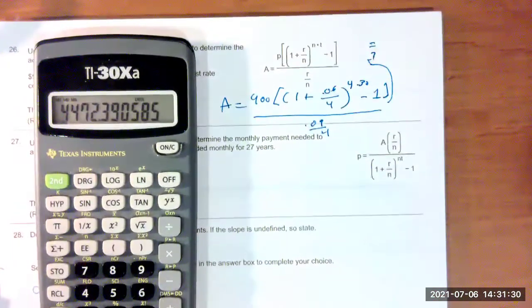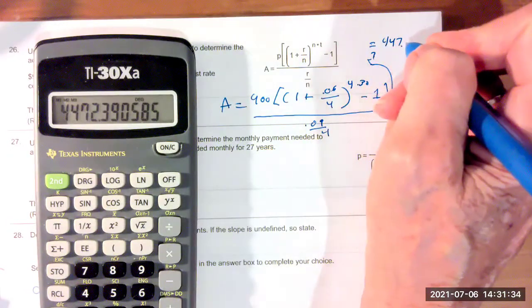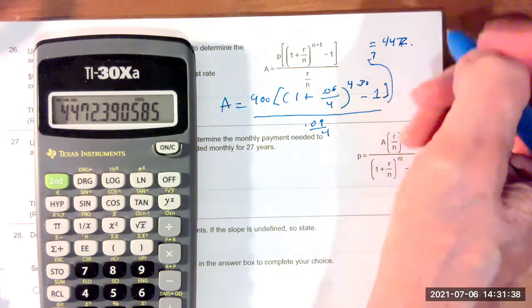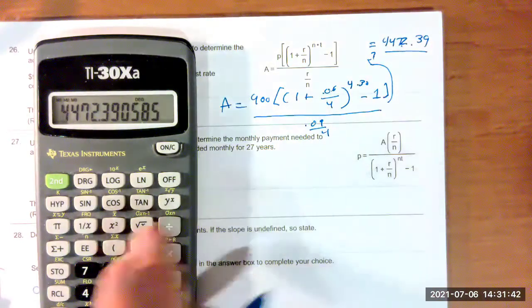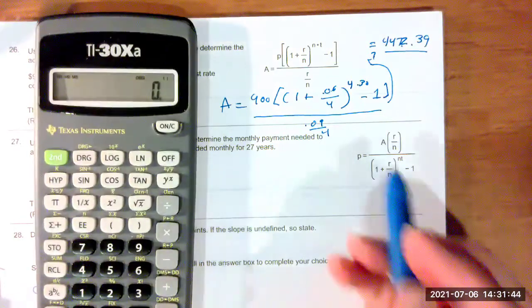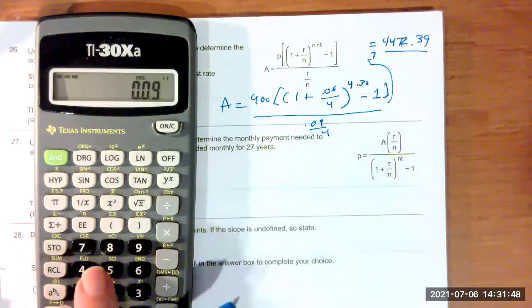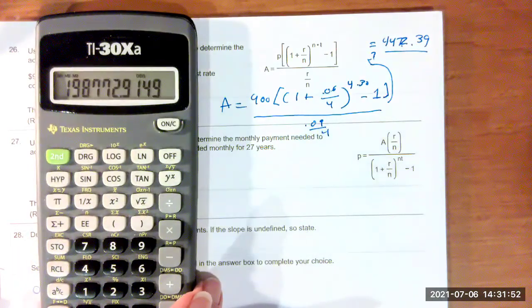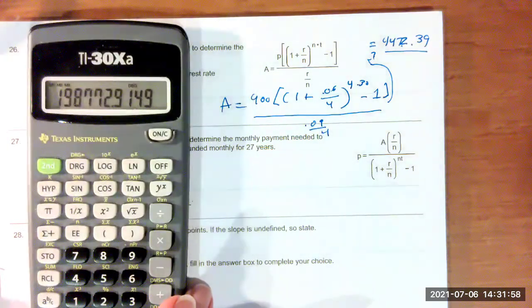So we've got 447, let's say 39. And then we're going to divide by, and I'm going to use my parenthesis key so I make sure that this gets divided first before it divides into the numerator. 0.09 divided by 4, right paren, and I get 198,000, which is not correct.